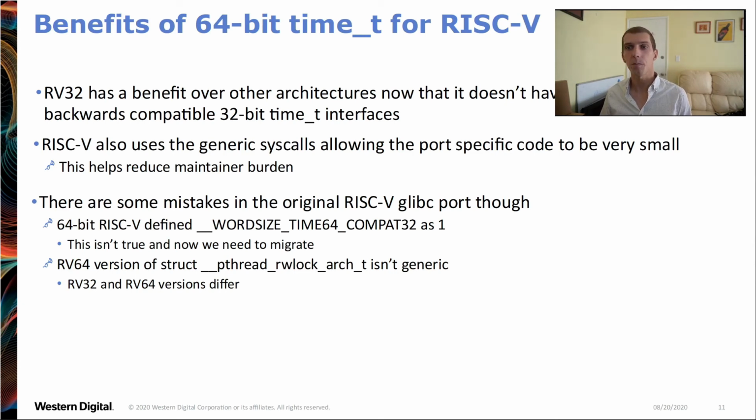There's also this struct, the pthread_rwlock_arch_t struct. The RISC-V 64-bit version uses a non-generic version. It has an architecture-specific one, while the RISC-V 32-bit uses a generic one. So again, it's not the end of the world, but it just means that we have to maintain these two different structs now.